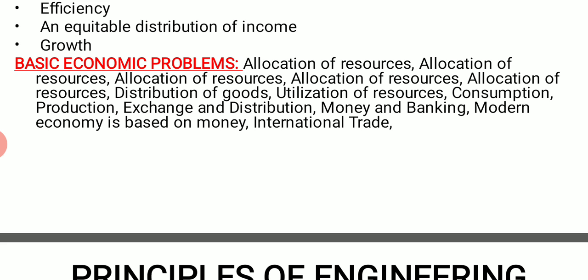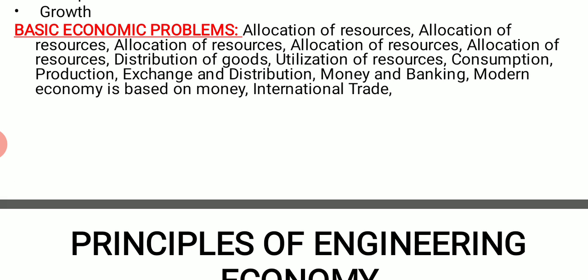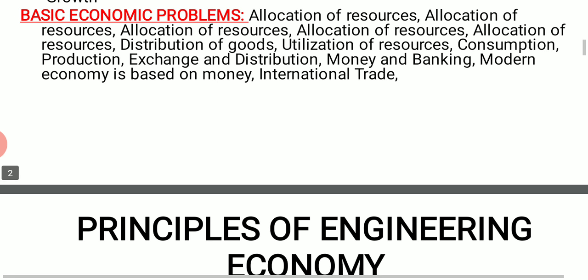Next problem is exchange and distribution. In this case, what will happen? Distribution of national income among various factors of production. The landowners get rent, laborers get wages, suppliers of money get rate of interest and organizers get profit.